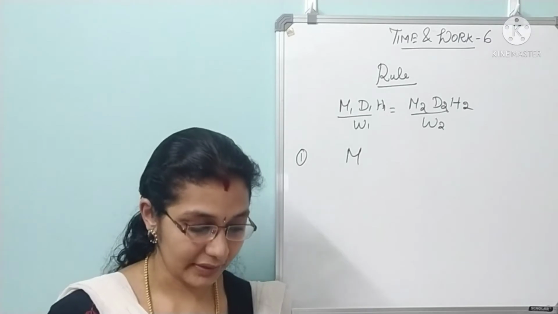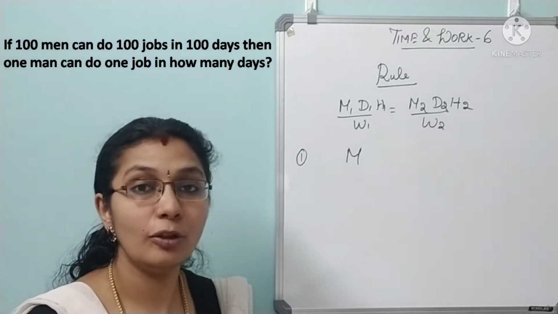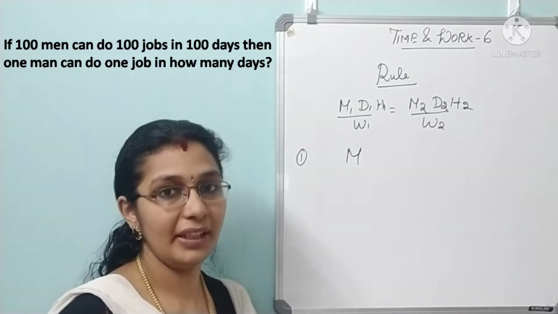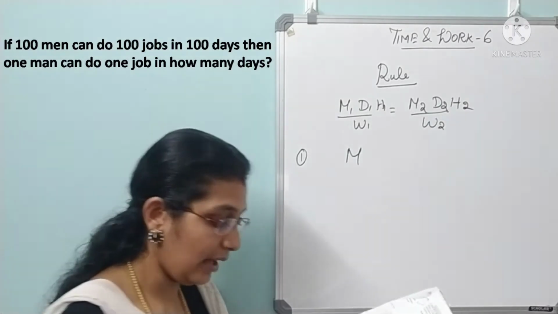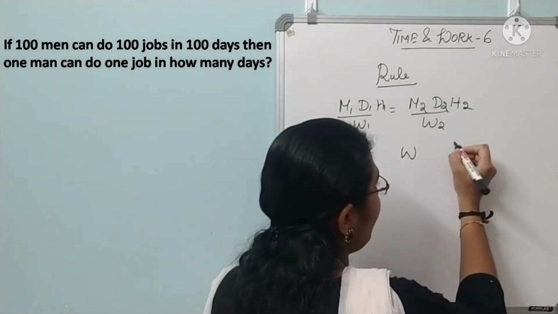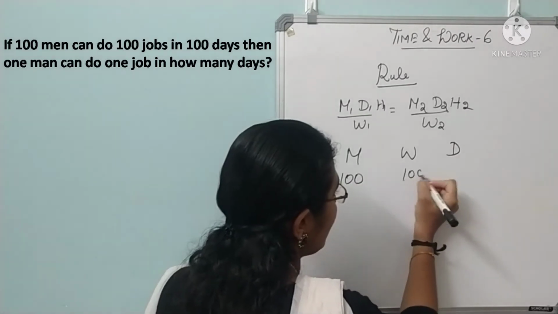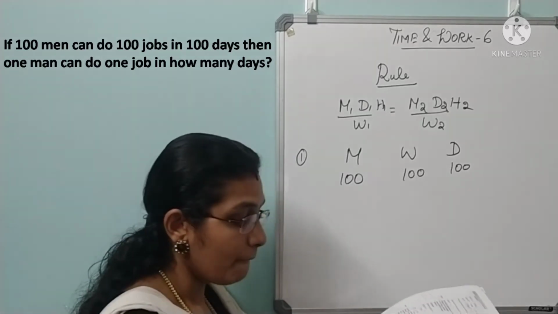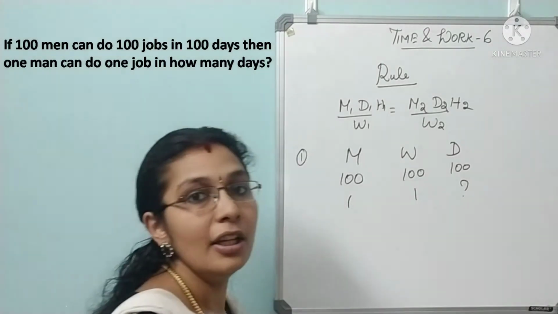So we'll get into the question. If 100 men can do 100 jobs in 100 days, one man can do one job in how many days? First understand how to write it and then you can solve it very easily. Here they haven't talked about hours, so just leave hours. Men, job means work, and days is time. D itself we keep. So 100 men can do 100 jobs in 100 days. One man can do one job in how many days? This is the question.